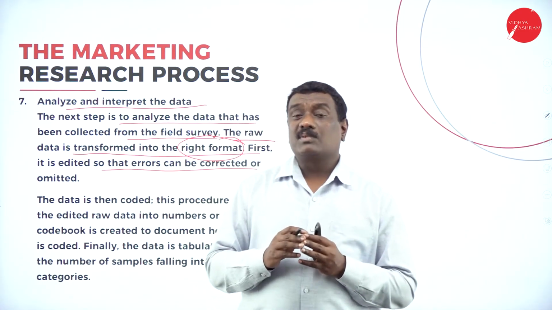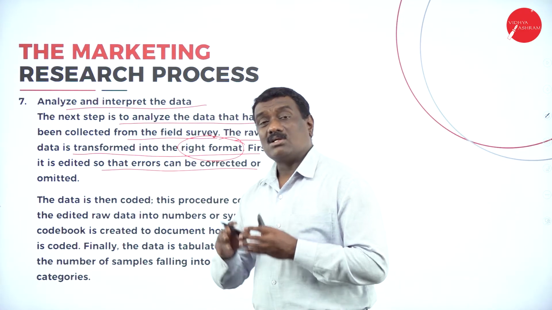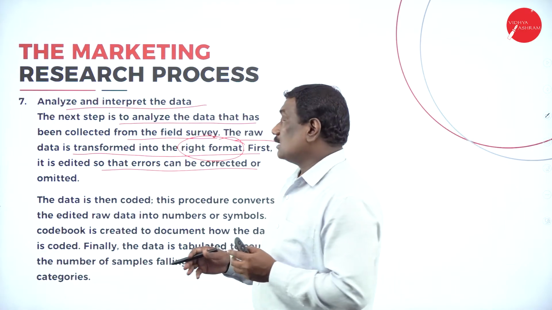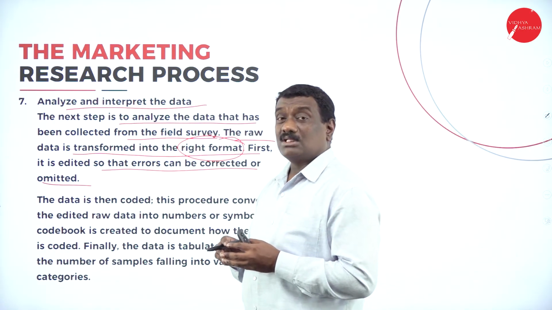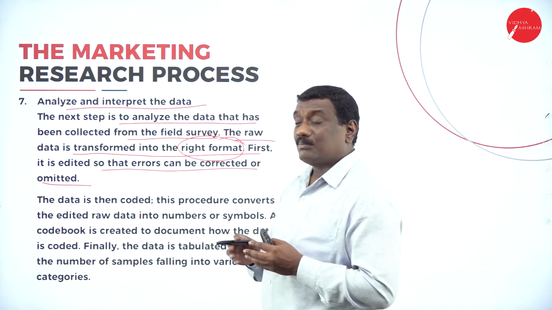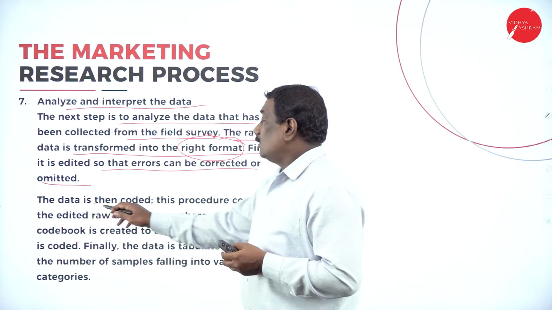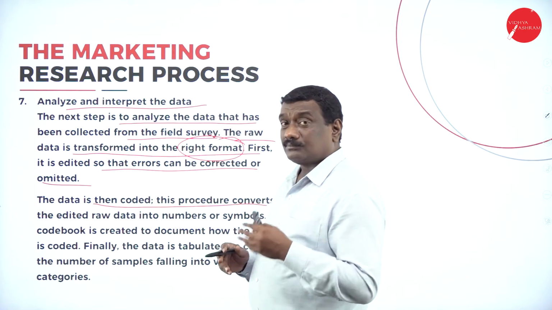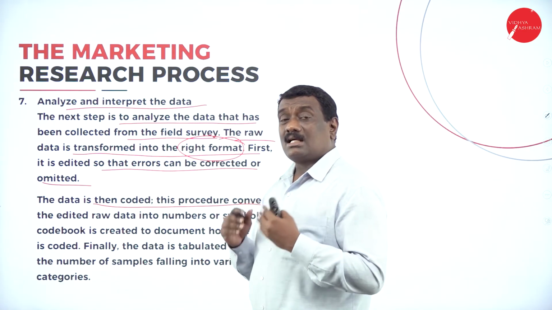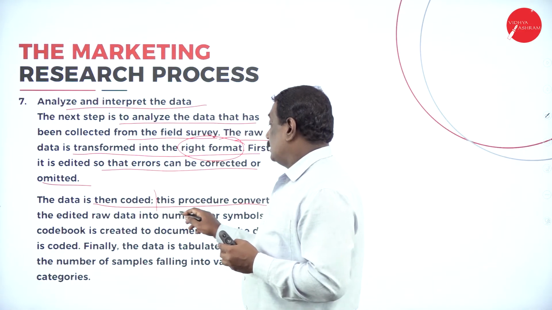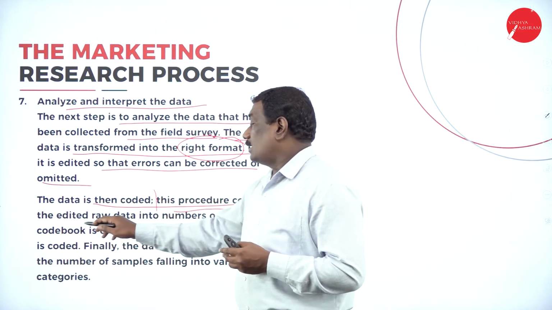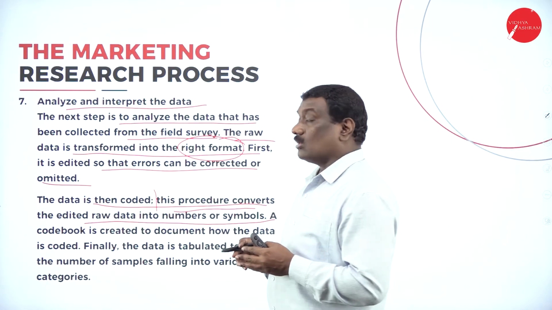Editing work has to be done in order to correct any mistakes or errors, and sometimes some information which is not good for that particular research work has to be omitted. Now the data is then coded. Once it is analyzed and everything is corrected, it can be coded, and this procedure converts the raw data into numbers or symbols.